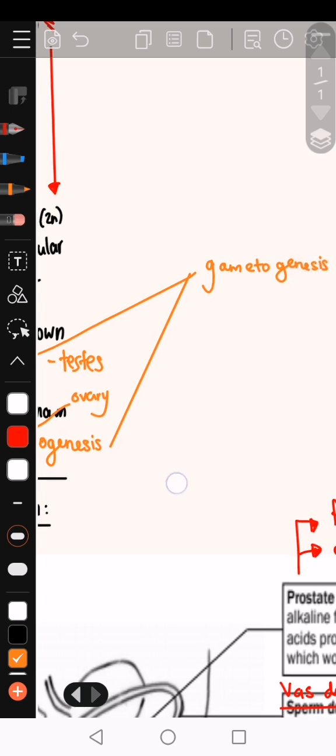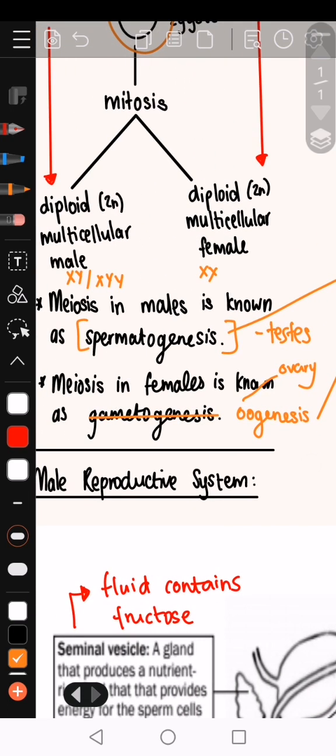Right? It is known as gametogenesis. Genesis means the beginning. Spermato means sperm, so forming sperm from the beginning. Right? Forming an egg cell from the beginning. When something is in the stage of genesis, it means it's happening from the beginning. So just remember that spermatogenesis is for males, oogenesis is for females.